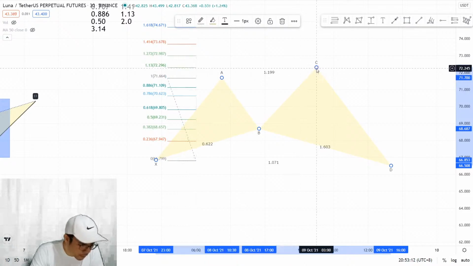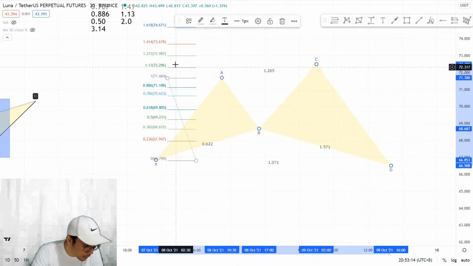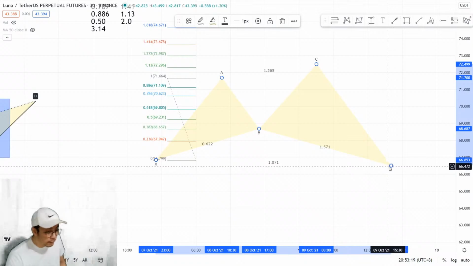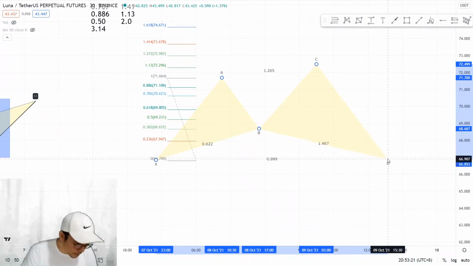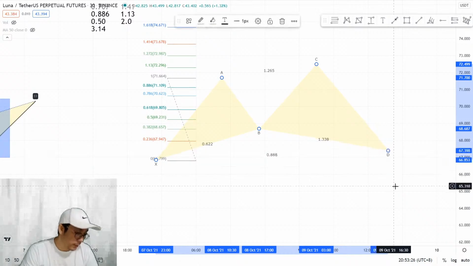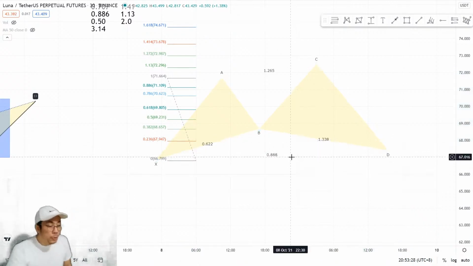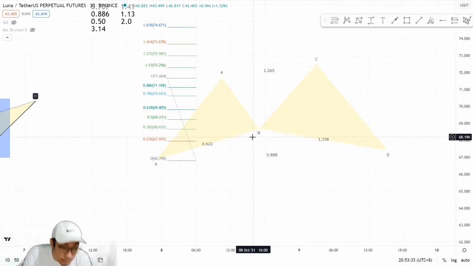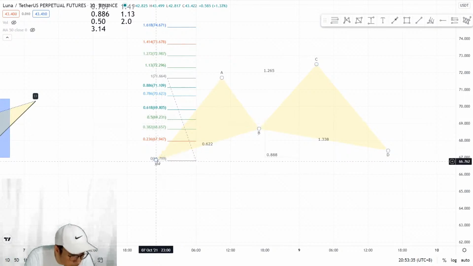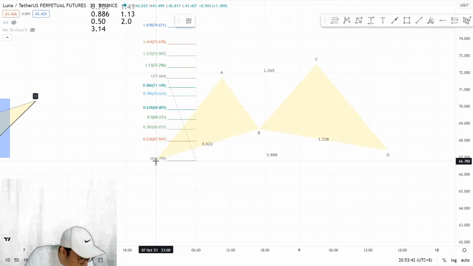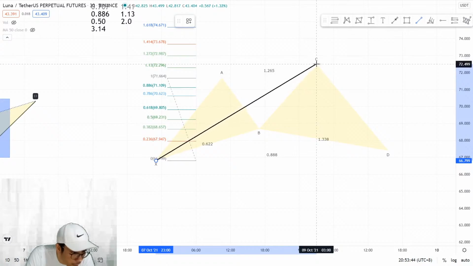So it crossed already the 1.13. As you can see, it crosses 1.13. Then move down to this one. Okay, let's just focus first at 0.886. The good thing about completion with 0.886, usually the same thing also happens when you have a bat pattern, because this one could also be just one whole impulse from here to here. You can treat this as one whole impulse.